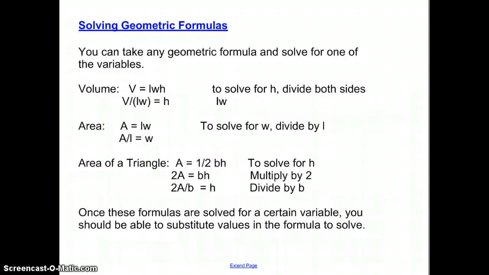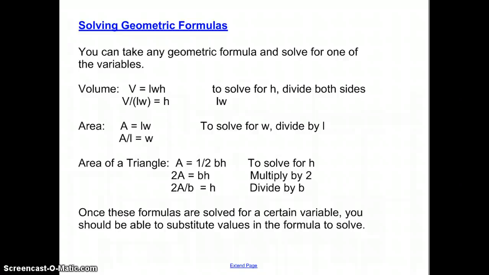Along the same lines, area equals length times width. So if we wanted to solve for width, we just divide both sides by length. So you get area divided by length is width. The area of a triangle is 1/2 the base times the height. This is a little more complicated because to solve for h, you have to multiply both sides by 2 to get rid of that 1/2 fraction. So you get 2a equals bh, and then divide both sides by b. So you get 2a divided by b equals h.